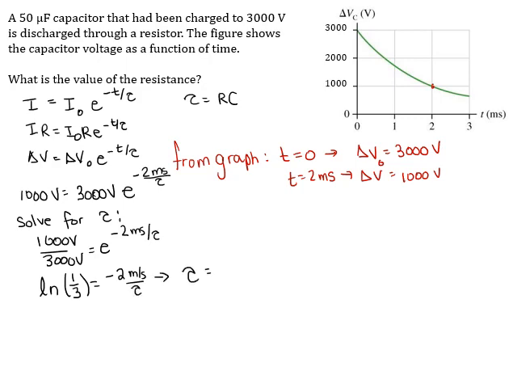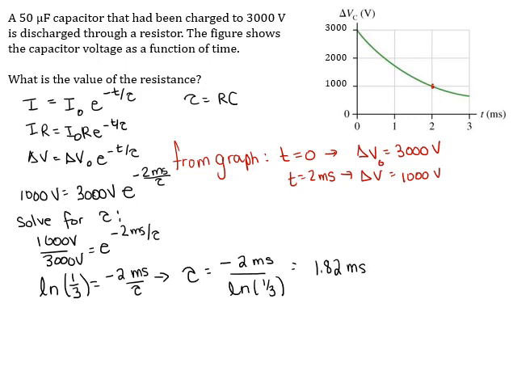So tau then is equal to minus 2 milliseconds, divided by the natural log of 1 over 3. Look at me, I was thinking about velocity and I wrote meters per second. Do that in your calculator, you should get 1.82 milliseconds.